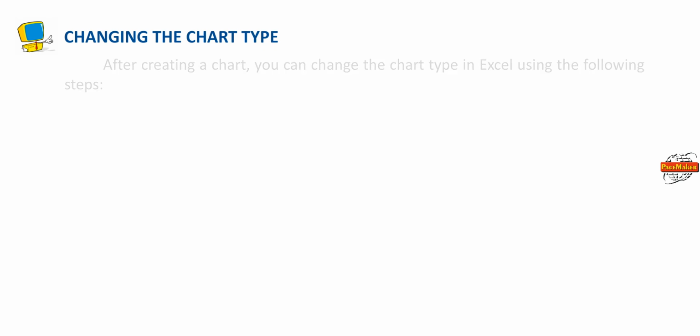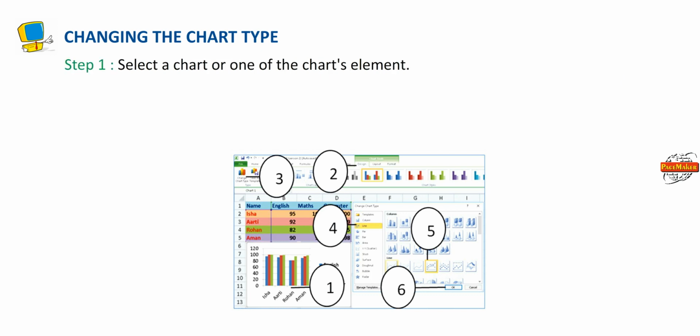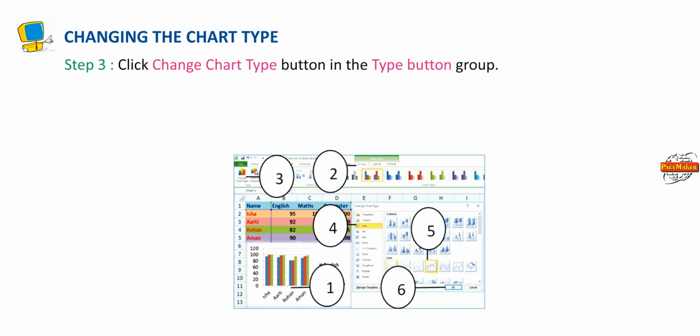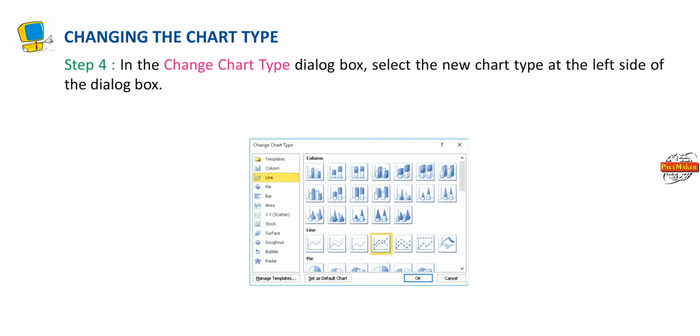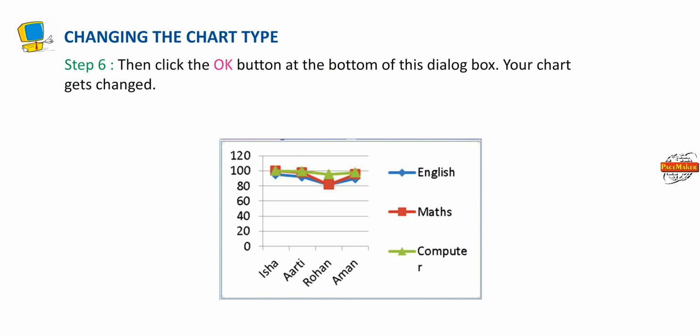Changing the chart type. After creating a chart, you can change the chart type in Excel using the following steps. Step 1. Select a chart or one of the chart's elements. Step 2. Then click the Design tab of the Chart Tools contextual tab in the ribbon. Step 3. Click the Change Chart Type button in the Type button group. Step 4. In the Change Chart Type dialog box, select the new chart type at the left side of the dialog box. Step 5. The different subtypes of the selected chart type then appear in the list at the right side of the dialog box. Click the specific chart subtype to apply. Step 6. Then click the OK button at the bottom of this dialog box. Your chart gets changed.